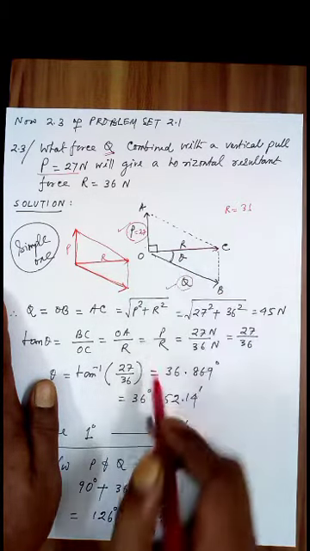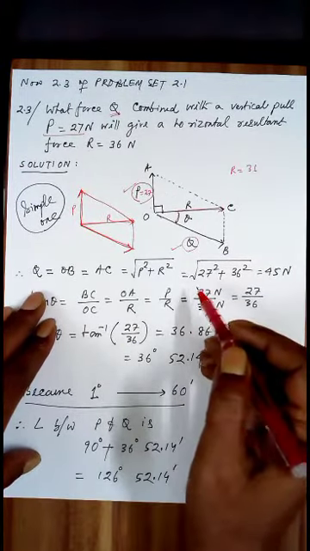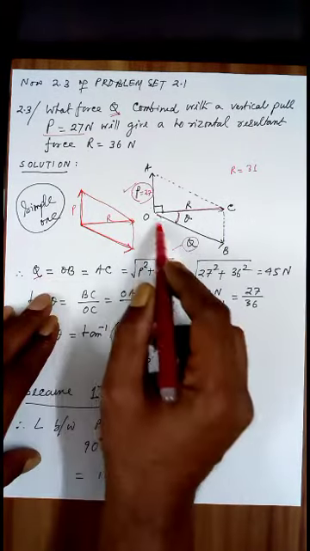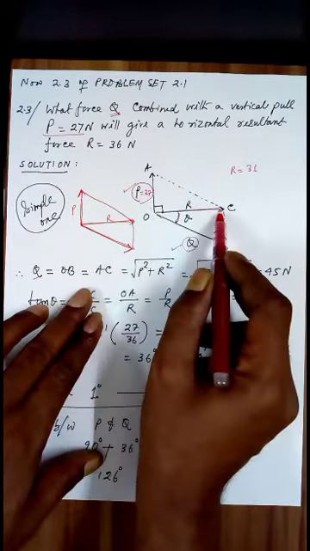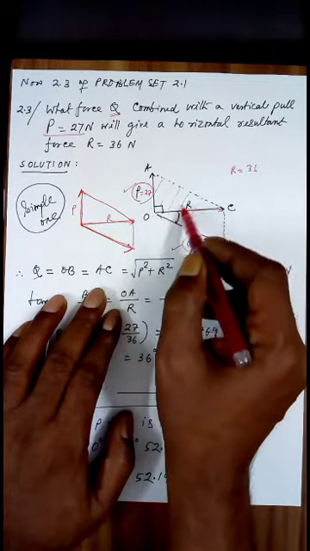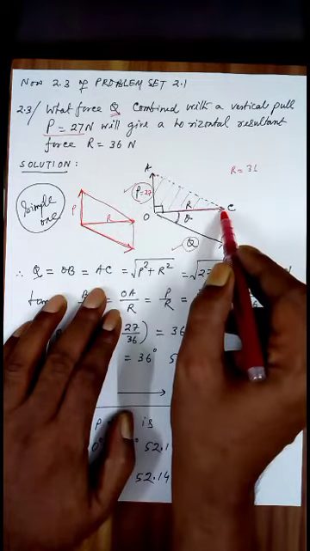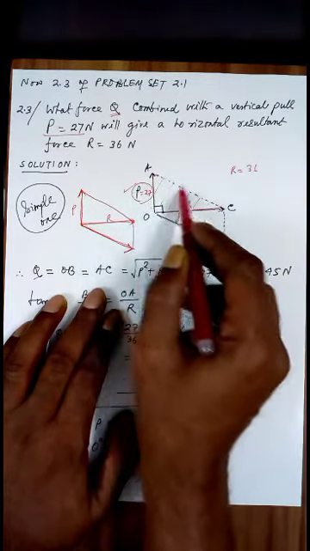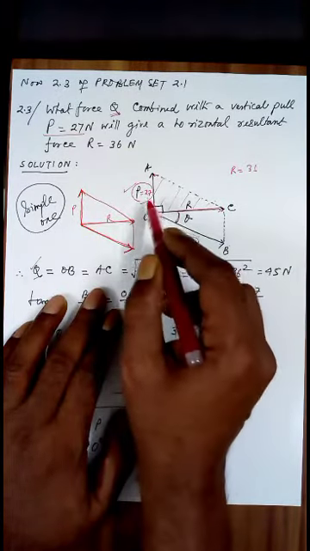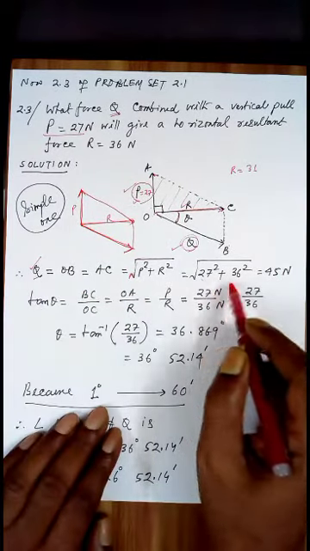Oh, it's very simple. Now look, this length is the same as this length, that is Q equal to OB is equal to AC, because they are opposite sides of a parallelogram. Now in this triangle, square of this plus square of this is equal to square of this. So OB, which is Q, is equal to the square root of P square plus R square. Putting the values of P and R, we get it as 45 Newton.